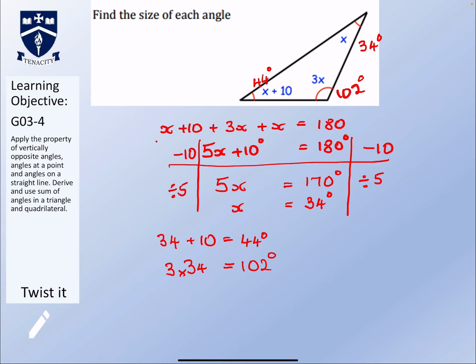Check it. If we add up these, I get 78. Add it on to 102, gives me 180. Angles in a triangle add up to 180. Good chance that could be correct.